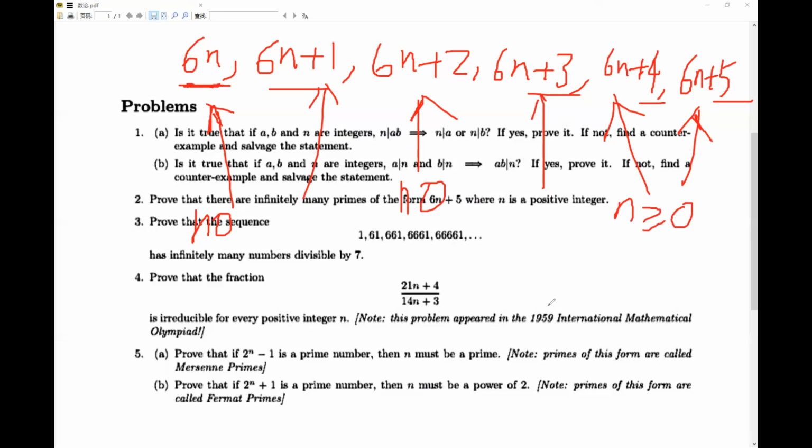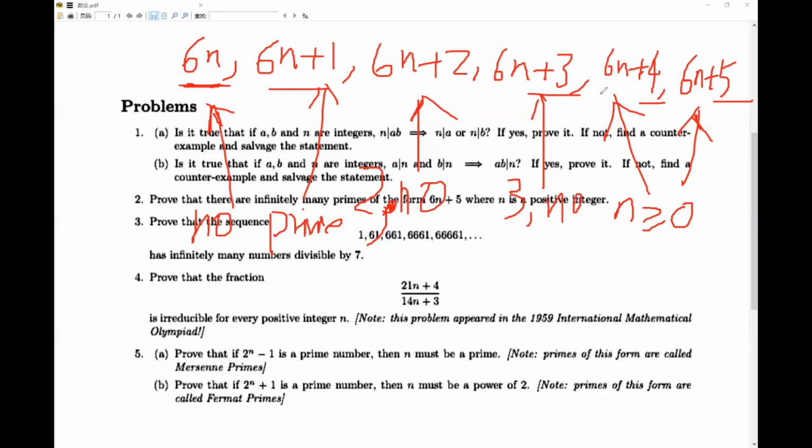So in this case there is only 2 as a prime number. Except 2, are there any other prime numbers? No. 6n plus 1 could be a prime number. 6n plus 3 can't be prime, because it is divisible by 3, so only 3. Except 3, any other prime numbers from 6n plus 3? No.